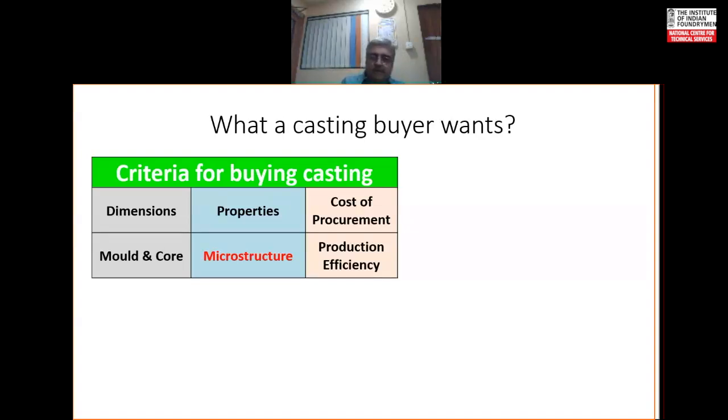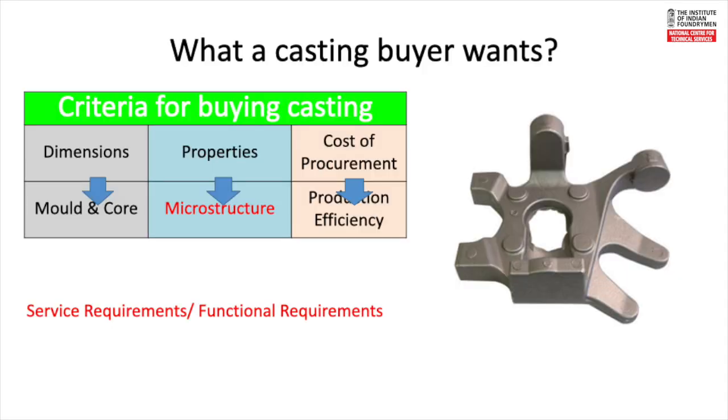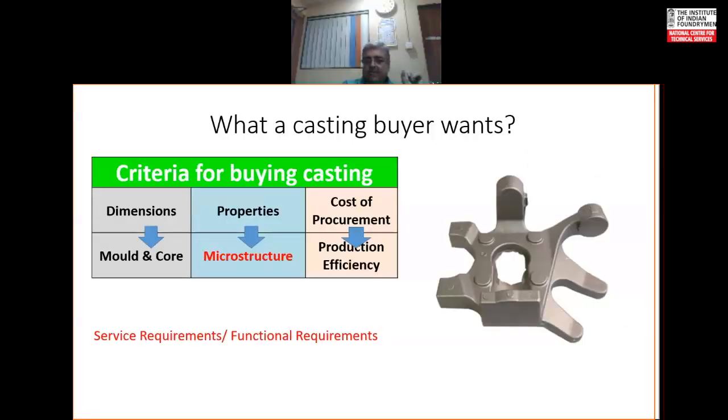And buyers are always looking for lower costs for getting the same specifications. Really, the service requirements and functional requirements of the component decide from designer's side what should be the microstructure, what should be the dimensions. I've chosen, as some of you, or perhaps all of you, would recognize, a steering knuckle, a component used in automotive industry which is part of steering system.